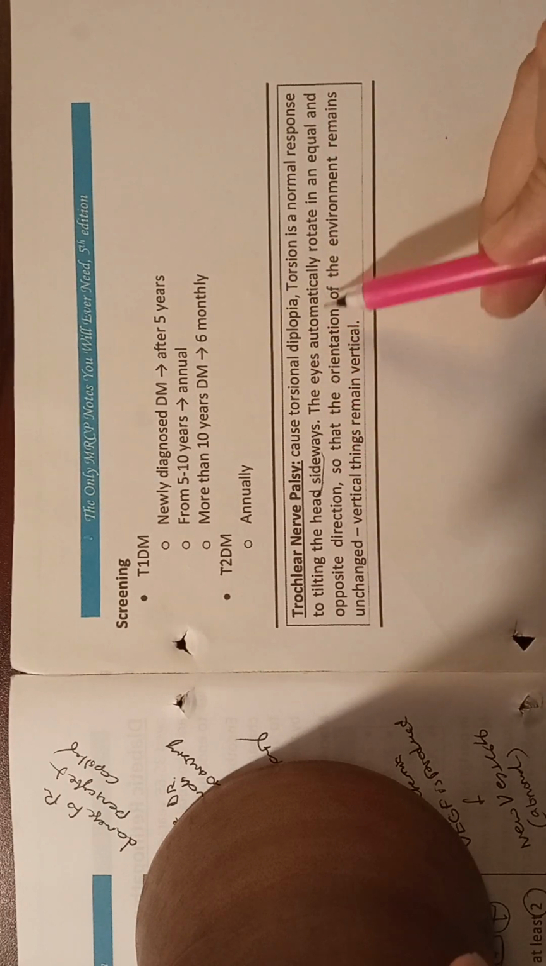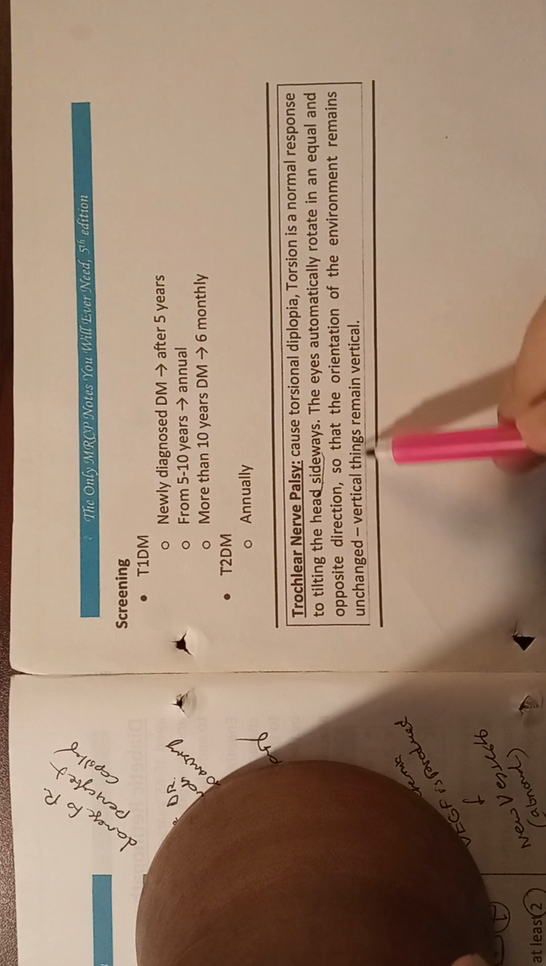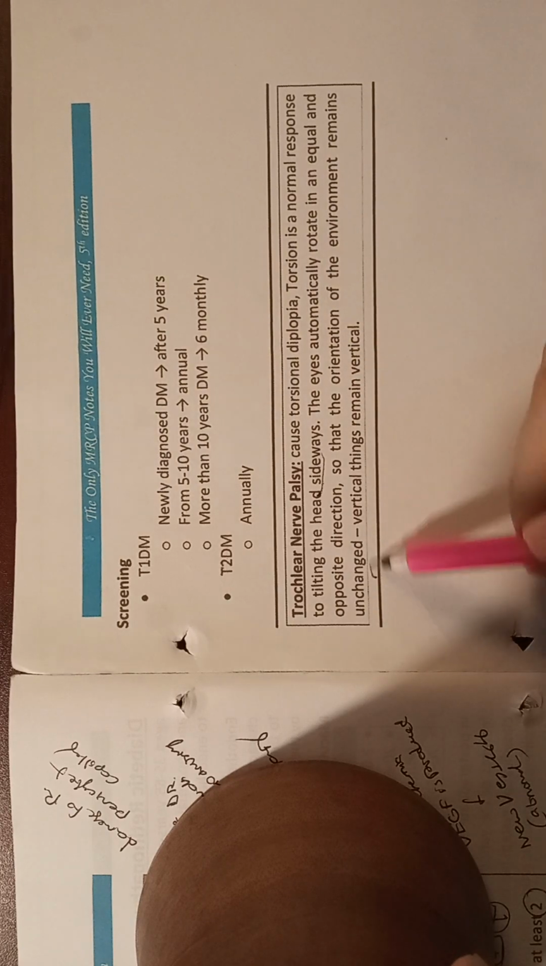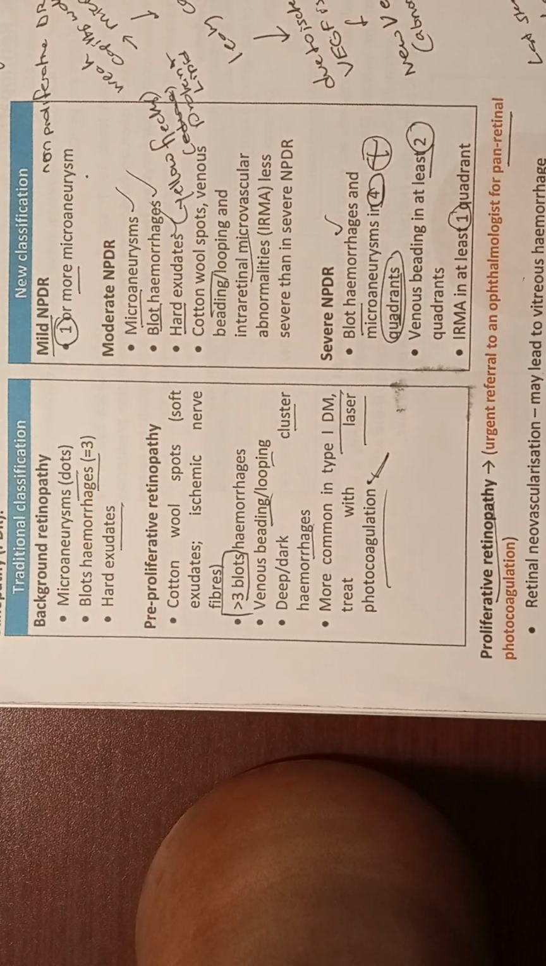Trochlear nerve palsy causes torsional diplopia. Torsion is a normal response to tilting the head sideways. The eyes automatically rotate in an equal and opposite direction so that the orientation of the environment remains unchanged. Vertical things remain vertical. That's the end of ophthalmology.